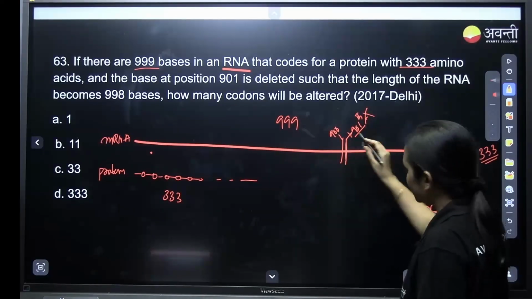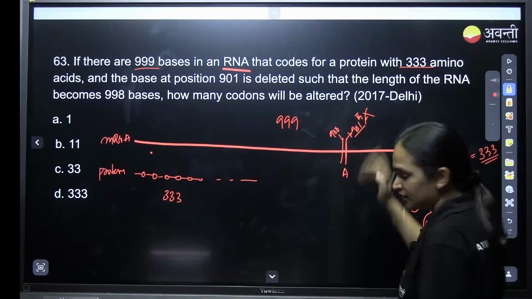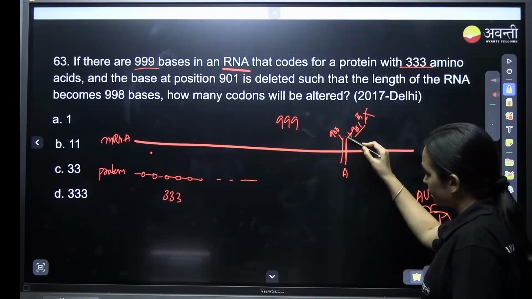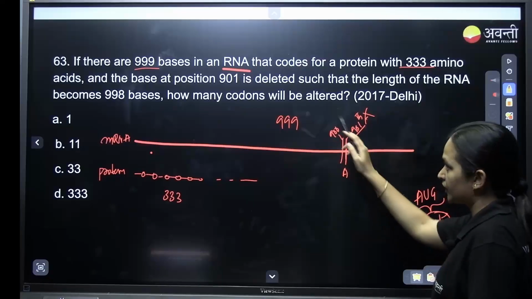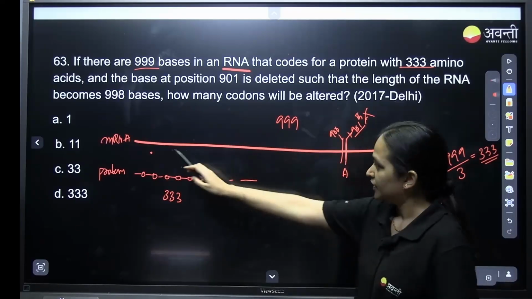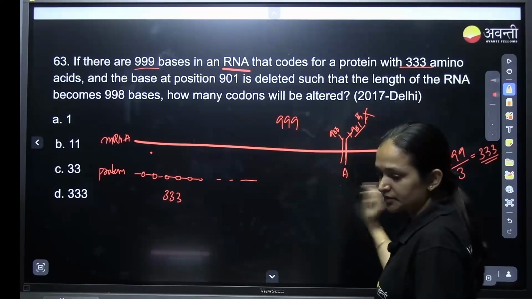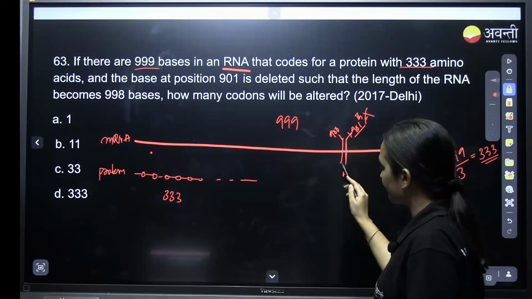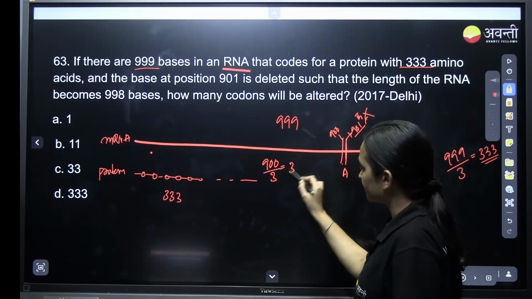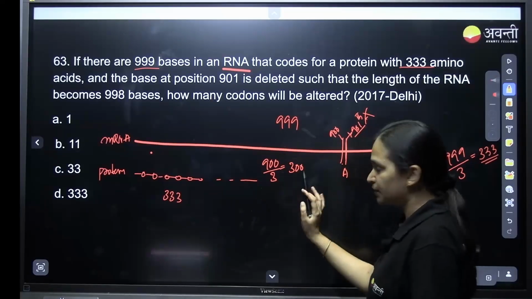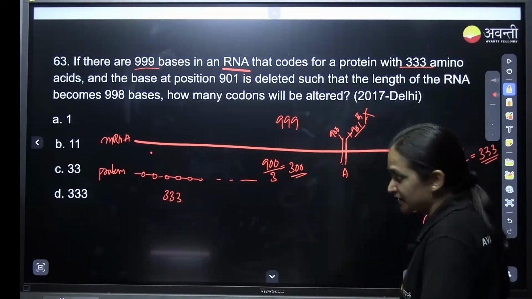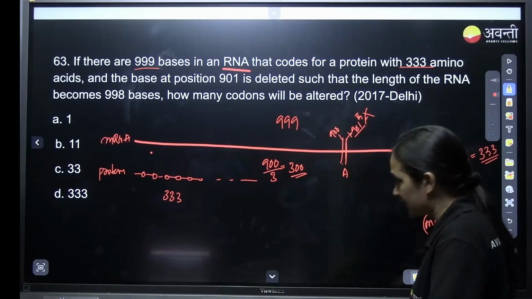For example, suppose there was an A here and the A got deleted. Now this is the condition they have given. We need to find how many codons were altered. Till 900 everything is fine, right? So till 900 bases, how many amino acids does it code? 900 by 3, that is 300 amino acids, right?